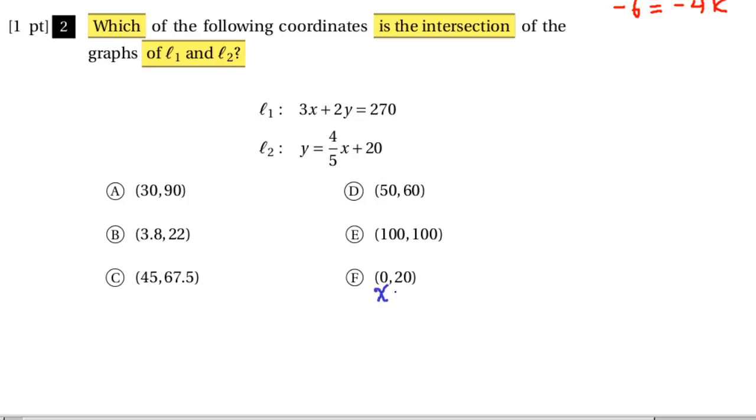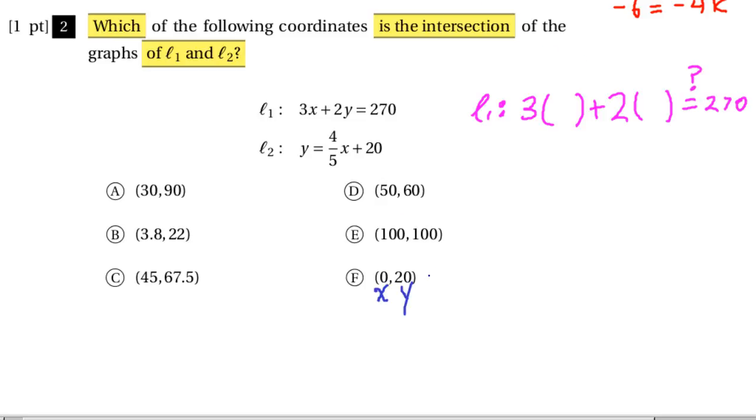So I'm going to pick F here as an example to see what might happen, because if F is the intersection, then when I plug it into L1, I should get a true statement, and when I plug it into L2, I should also get a true statement. So if I plug this in, I'm going to get 3 times x plus 2 times y, and then I'm going to ask the question, is that really 270?